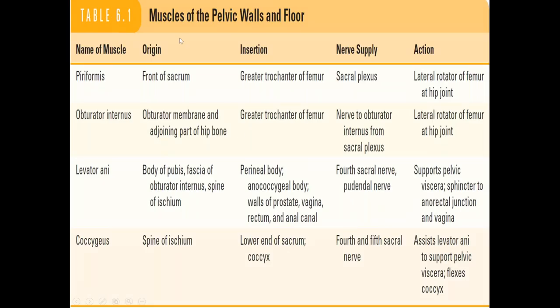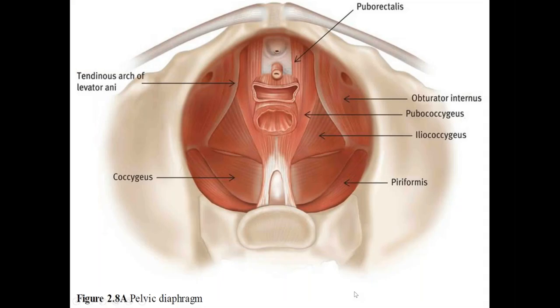So this is also about the muscles of the pelvic floor. This is the pelvic diagram. This is the coccygeus muscle, and this is the piriformis muscle. And this is about the obturator internus muscle, the pubococcygeus, and the iliococcygeus muscle. And this is the tendinous arch of the levator ani.